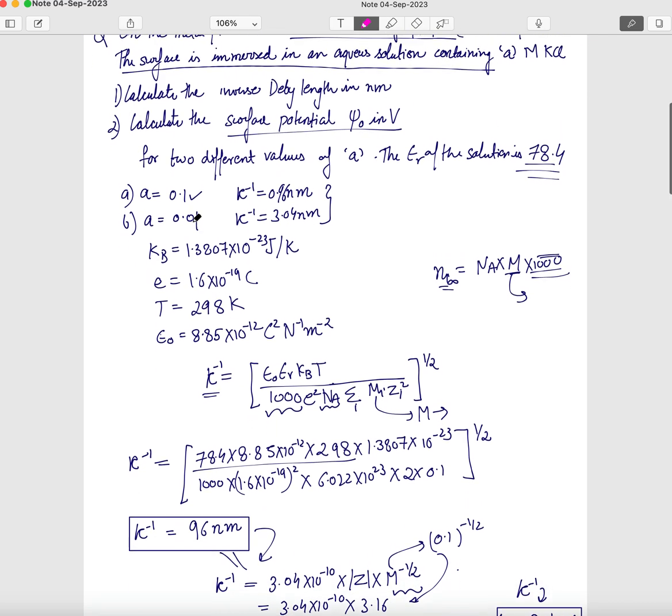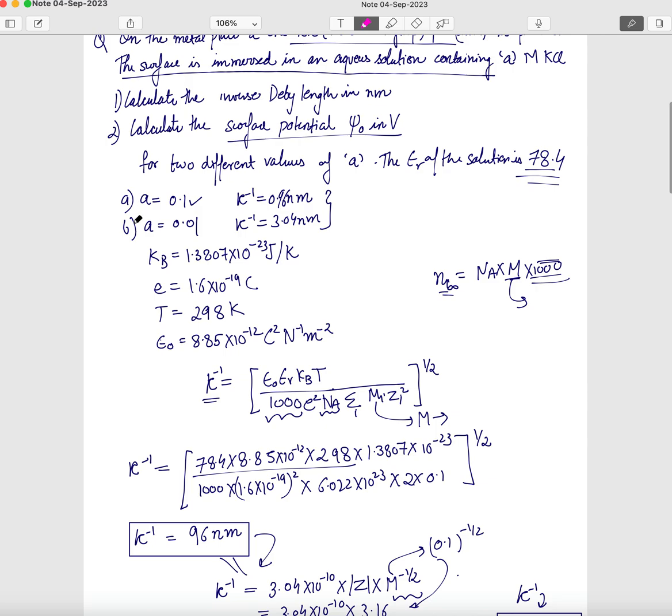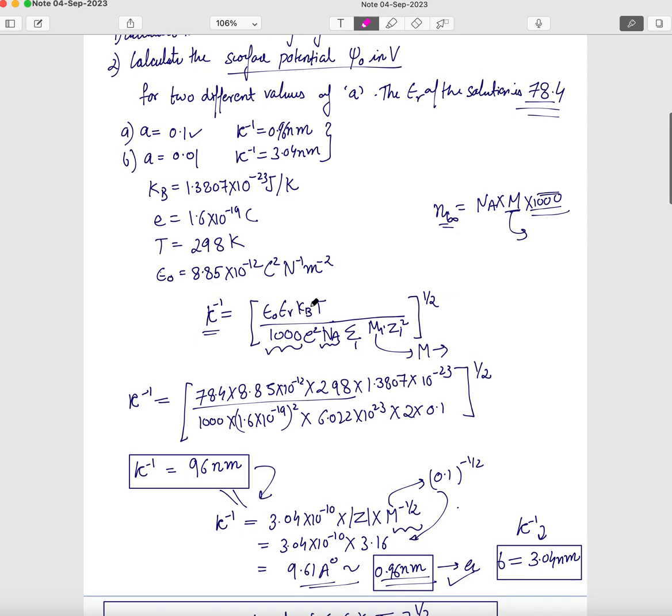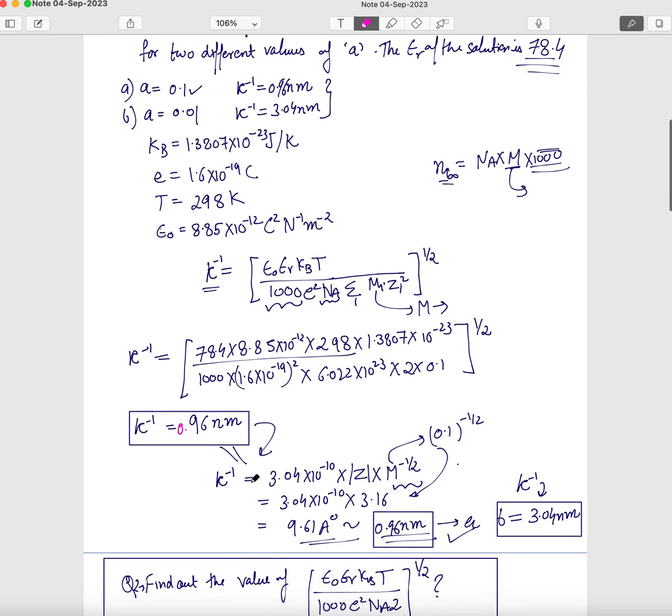Basically it is a set of 4 questions for two cases, A and B. The temperature is taken to be 298 Kelvin, and k_B and e are constants; e is 1.6 into 10^-19 coulomb. So we find kappa inverse using this formula, and it comes out to be 0.96 nanometer.